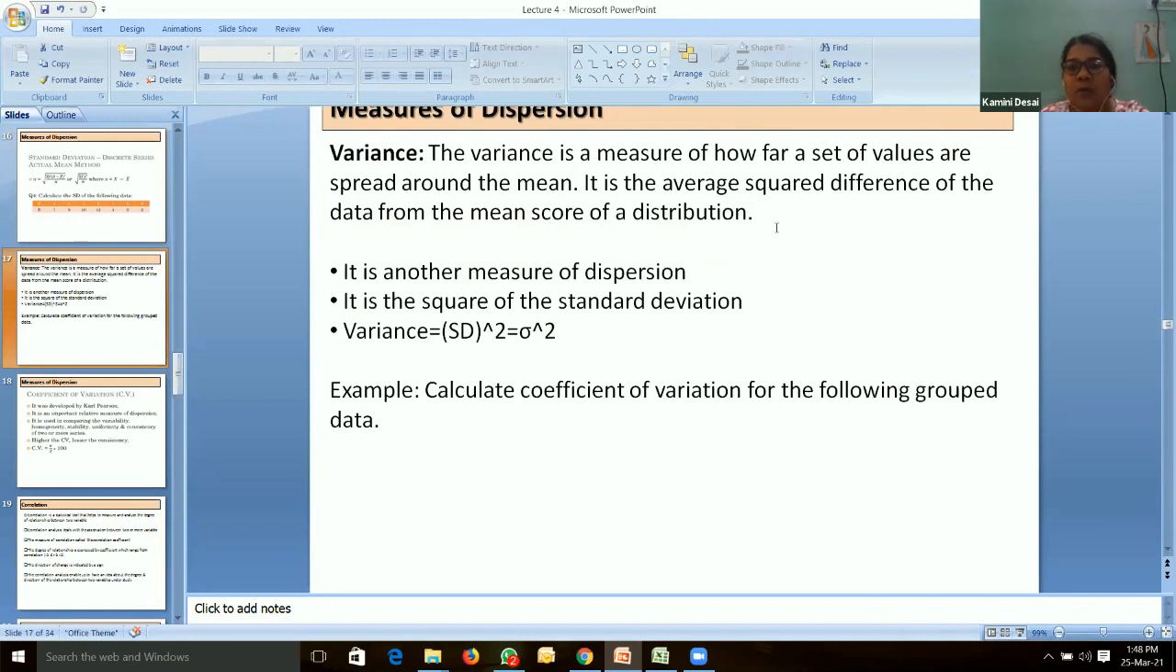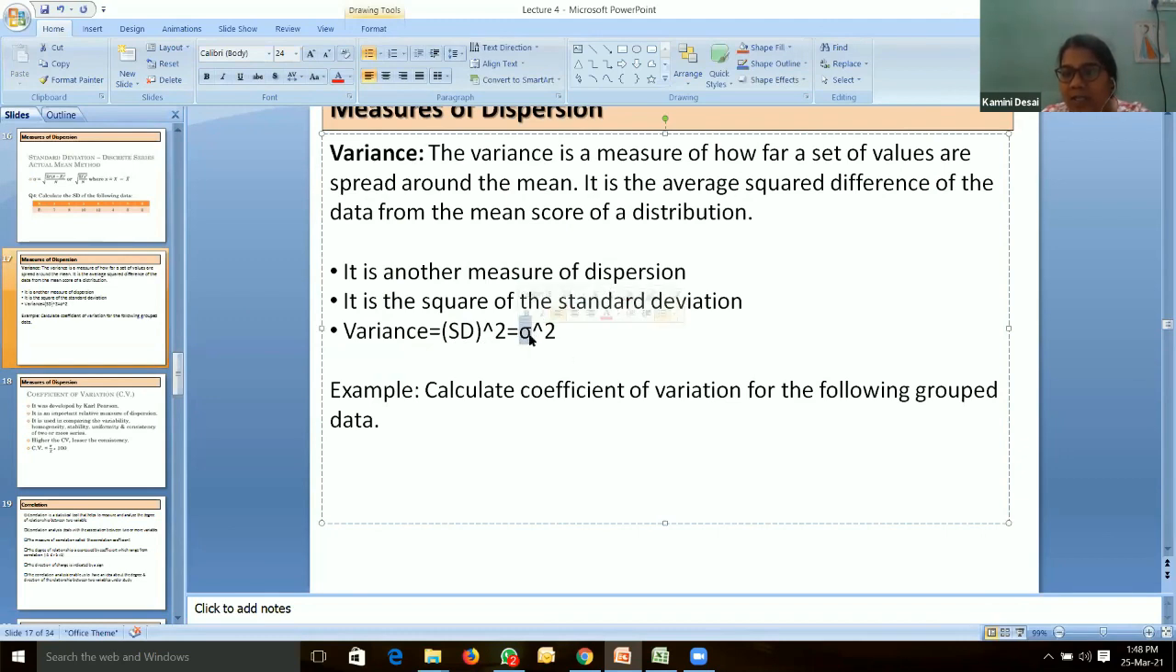So how to calculate the variance? Variance is the measure of how far a set of values are spread around the mean. It is the average square distance of the data from the mean score of the distribution. It is another measure of dispersion. It is the square of the standard deviation. Whatever sigma we have calculated now, if we square it, that is the variance. So variance is equal to standard deviation square, which is equal to sigma square. Standard deviation is denoted by this particular sign, sigma.